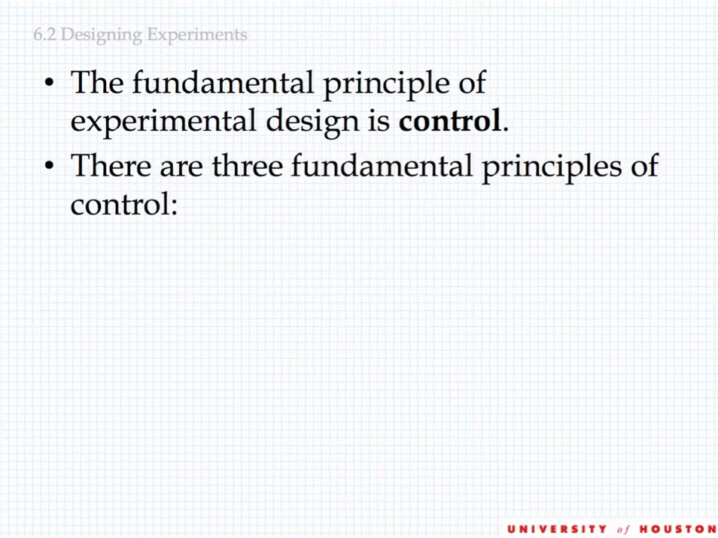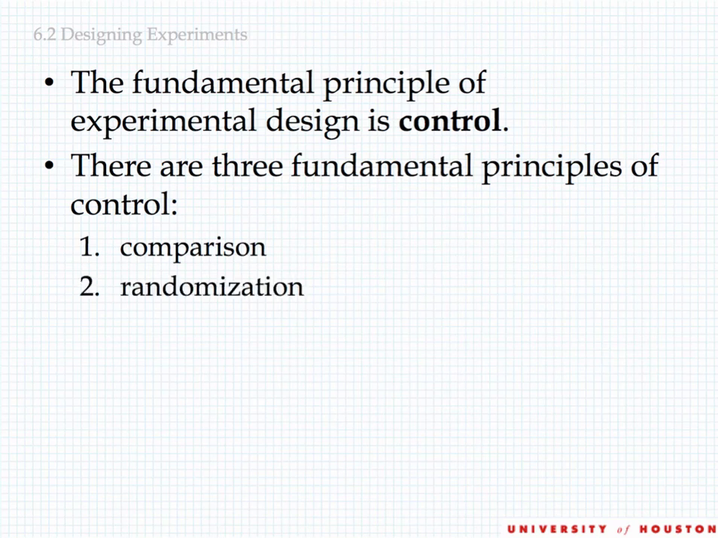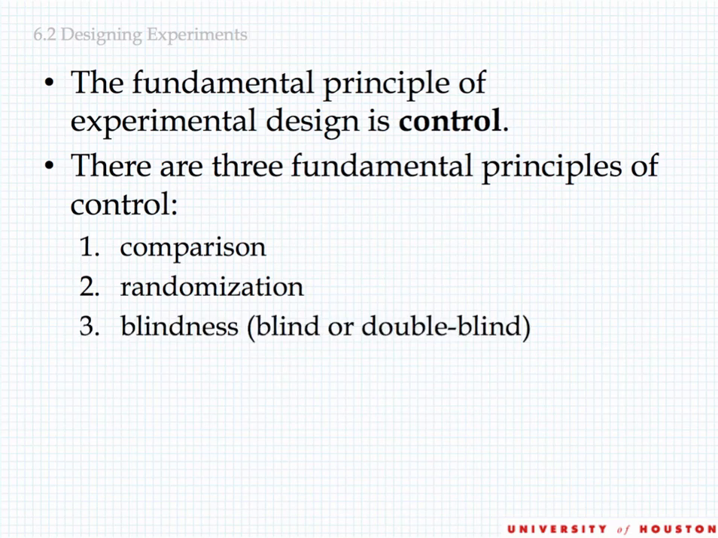There are three fundamental principles of control: comparison, randomization, and blindness. Within blindness, we can have a blind test where the subjects don't know the treatment that they are being given, or a double-blind test where both the subjects and the administrator of the treatments don't know what they are given.